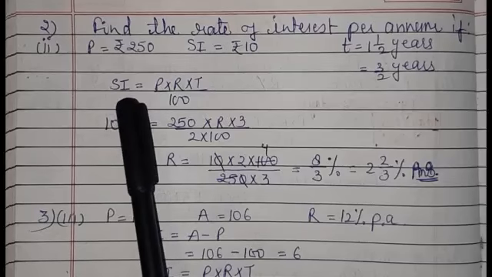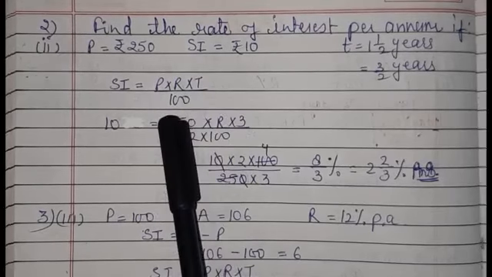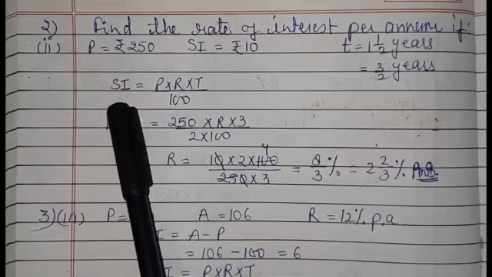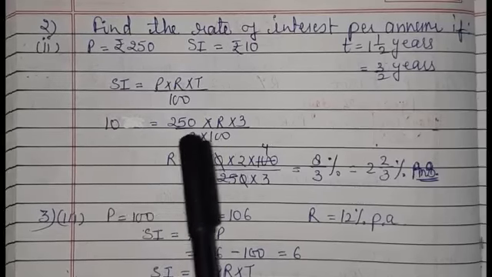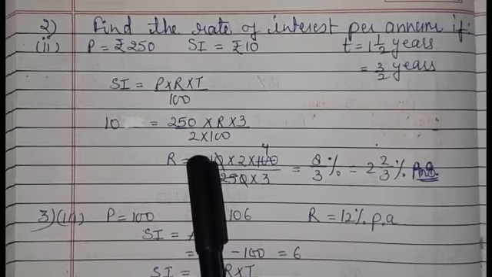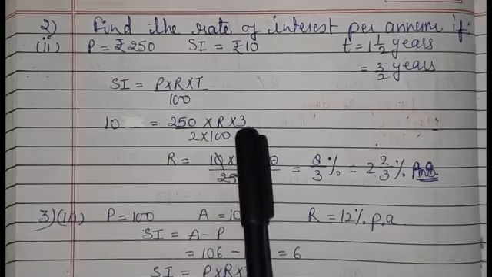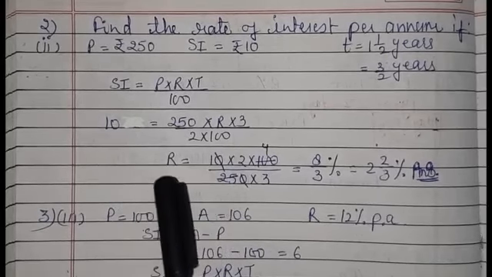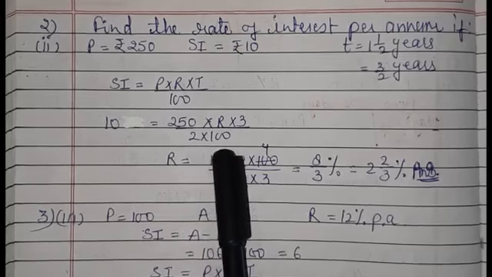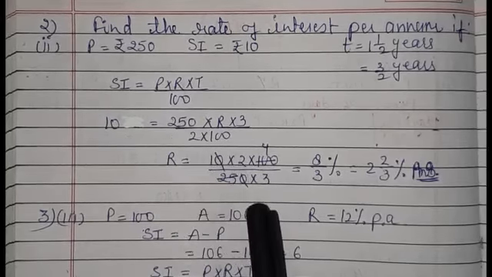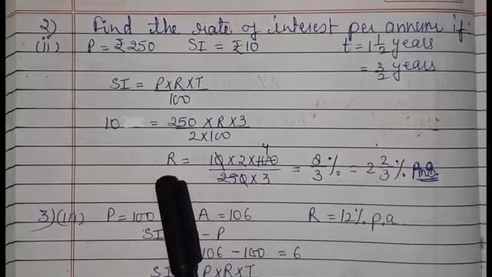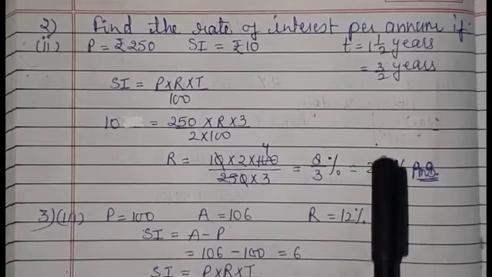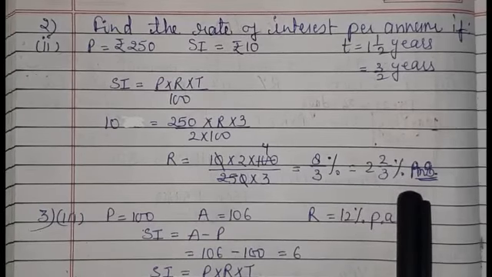Now same formula, SI is equals to P into R into T upon 100. Put the values of P, T, SI here. When we will put and find the value of R, then we have to transpose 100, 250 and 3, these terms from right hand side to left hand side. When we will transpose, R is equals to 10 into 2 into 100 upon 250 into 3 will come. When we will simplify, rate of interest per annum will come 8/3%, that is 2 whole 2/3% per annum. Clear?